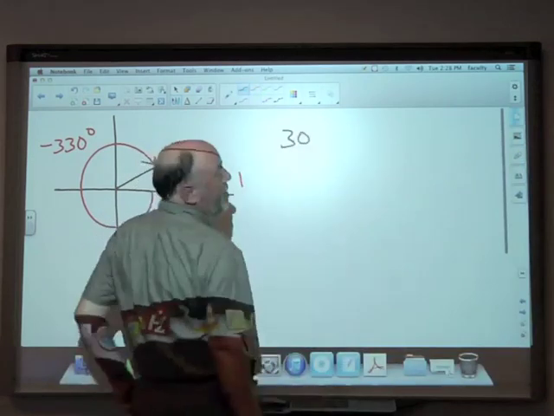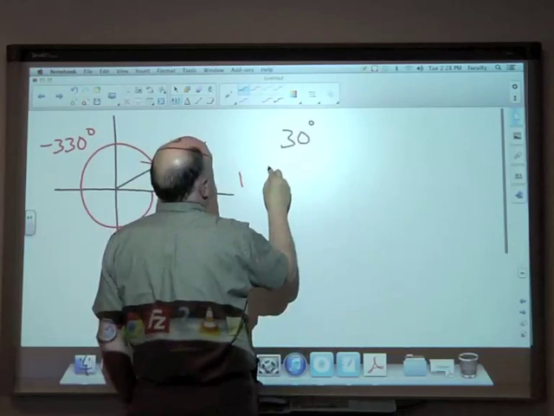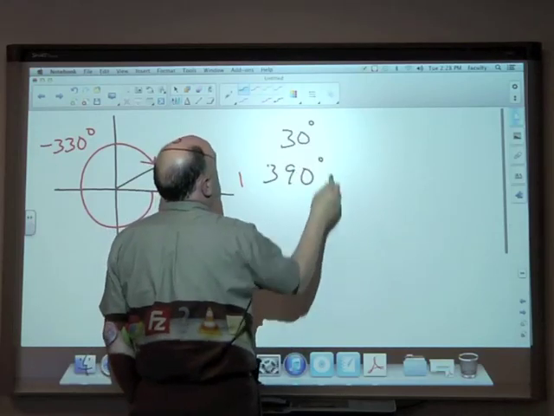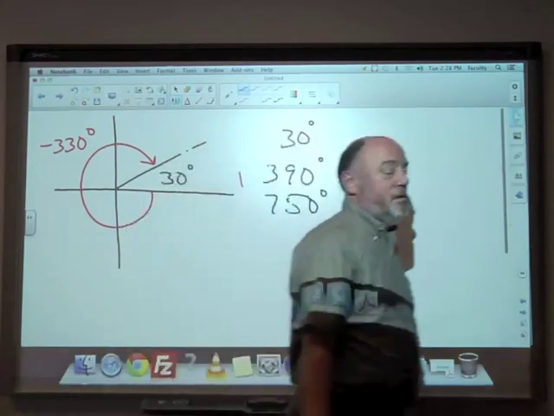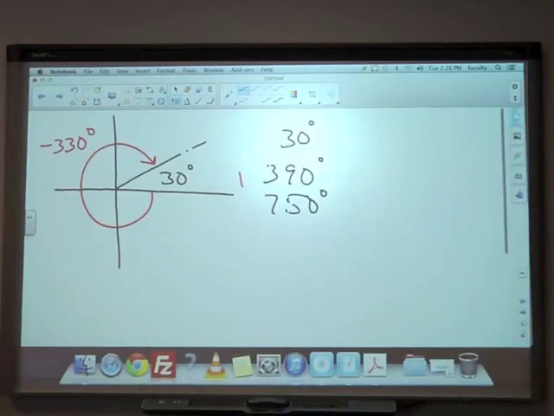So for 30, I could also do 30 degrees, 390 degrees, 750 degrees, all get you exactly to the same spot. You do the same thing with negatives. Negative 330, negative 690.